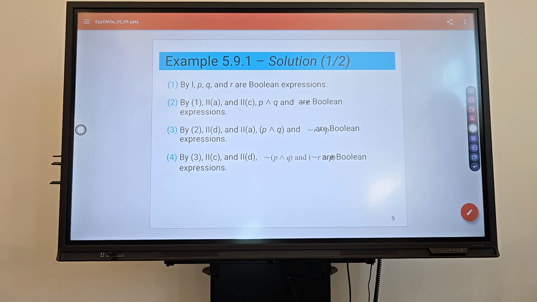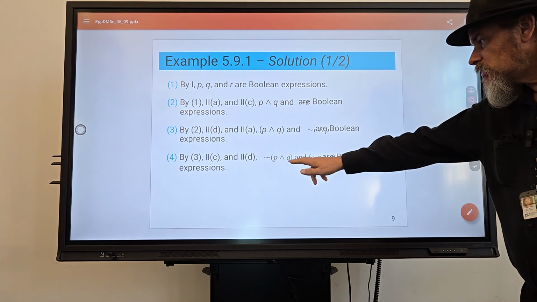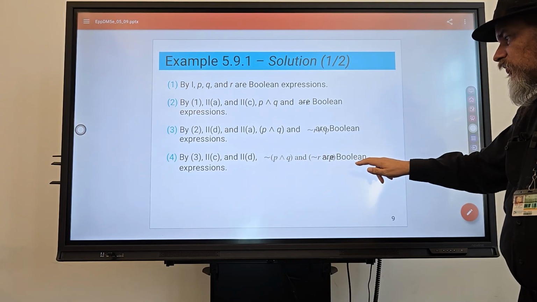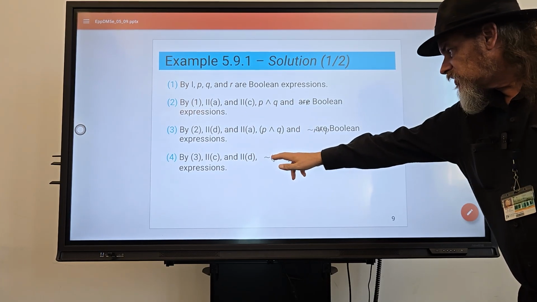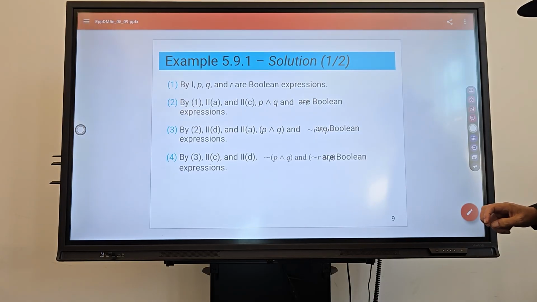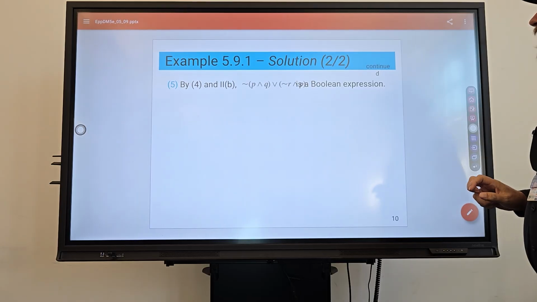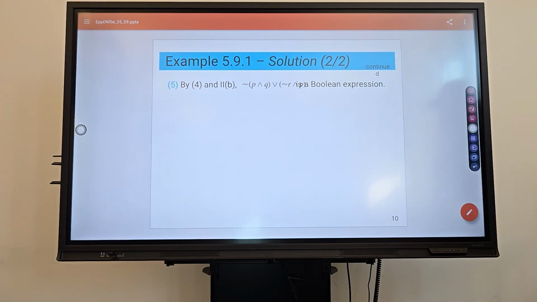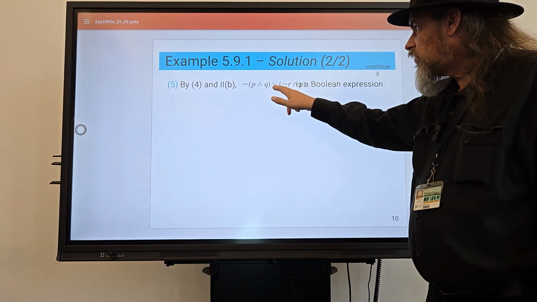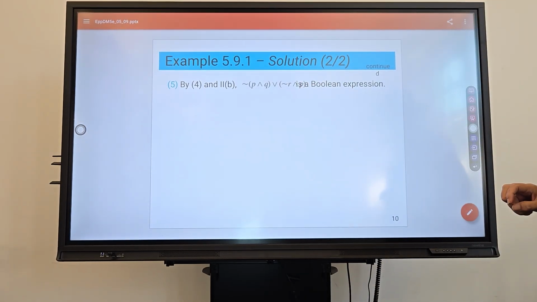By 2D and 2A, P and Q in parentheses and not R and P are Boolean expressions. And then these two are Boolean expressions as well, just building up, adding the not in front of that expression and putting the parentheses around that one. And then finally, you have the full expression with the two expressions with an OR by 2B.